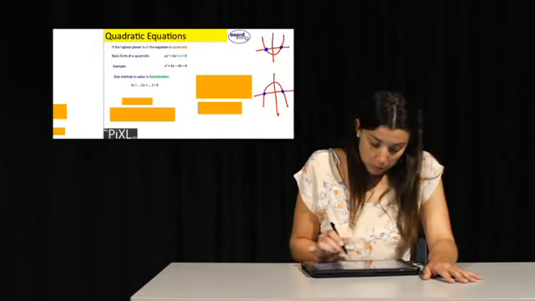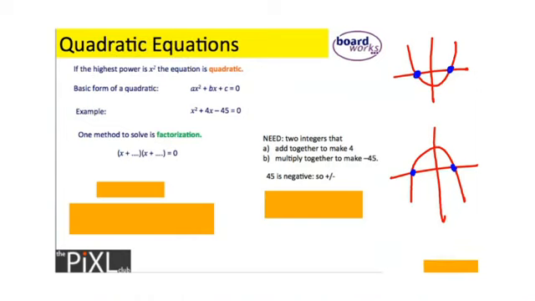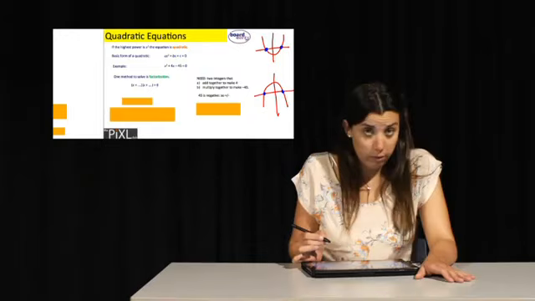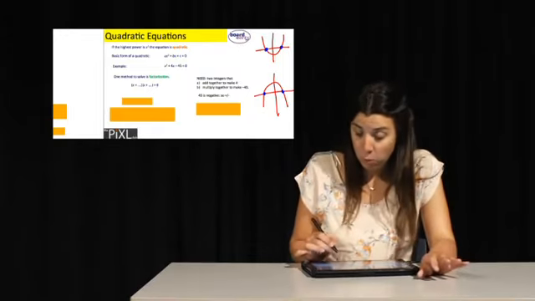So what we need to be able to do is think of two integers that add together to make 4. 4 is the b, the part in the middle, the coefficient of x. So two integers that add together to make 4, but multiply together to make negative 45. So one of them is going to have to be positive and one of them is going to be negative, because we've got that negative 45 at the end, so that's the C. So we need to think of two numbers that multiply together to give 45, but add together to give 4.